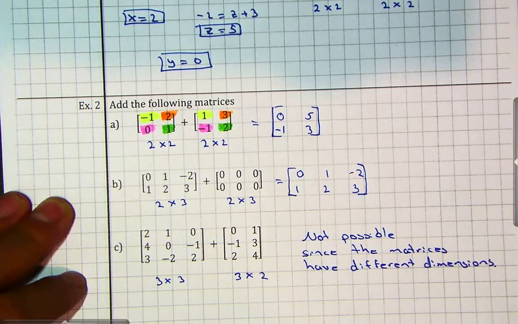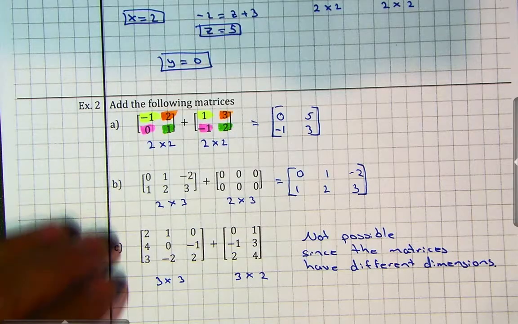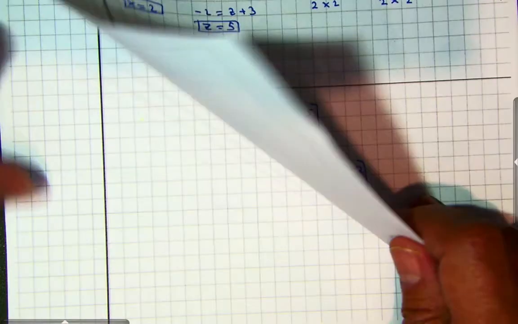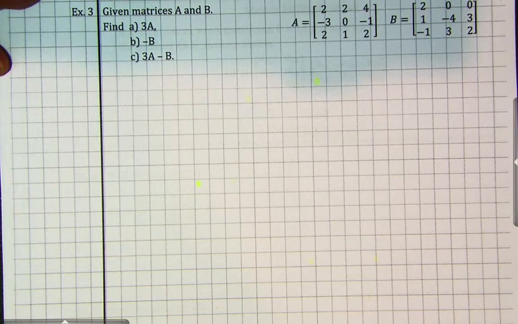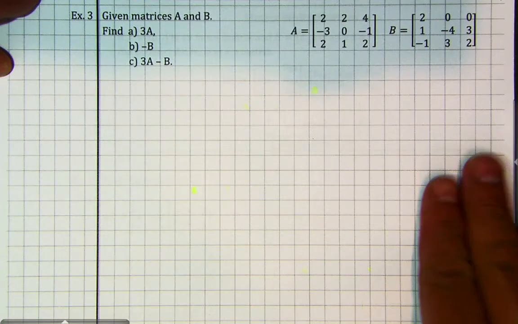The dimensions must be the same in order to be able to add two matrices. Let's continue to example number 3. Take the time to copy it down, and then we'll start once you're ready. Go and pause it.